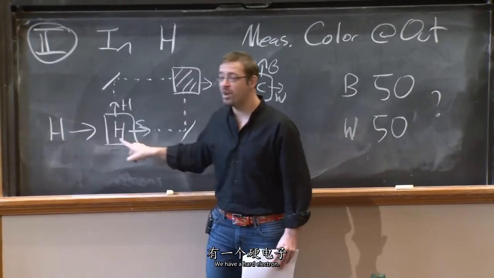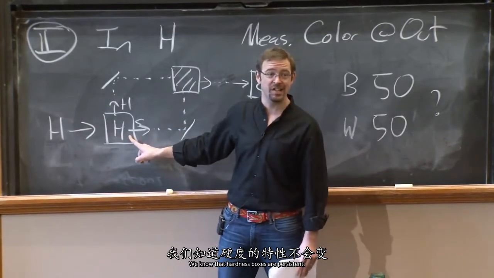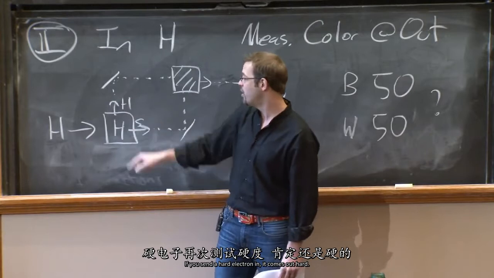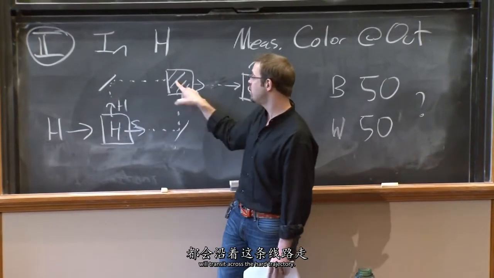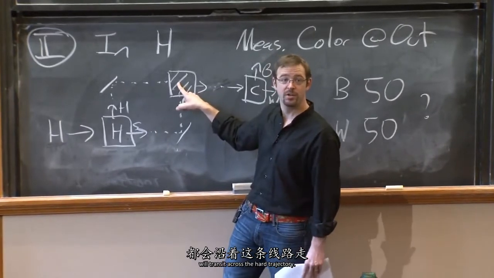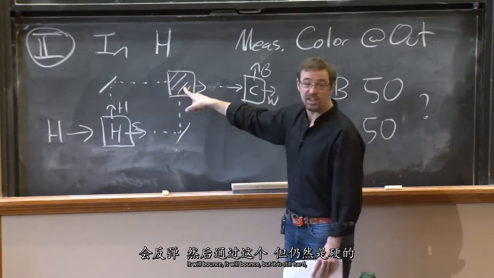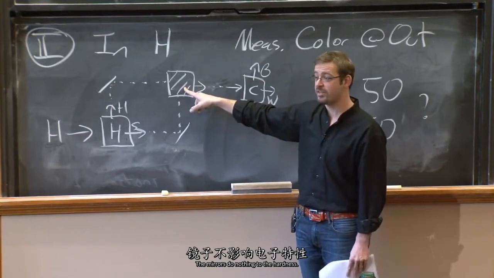We have a hard electron. We know that hardness boxes are persistent. If you send a hard electron in, it comes out hard. So every electron incident upon our apparatus will transit across the hard trajectory. Right? It will bounce, but it is still hard because we've already done that experiment. The mirrors do nothing to the hardness.